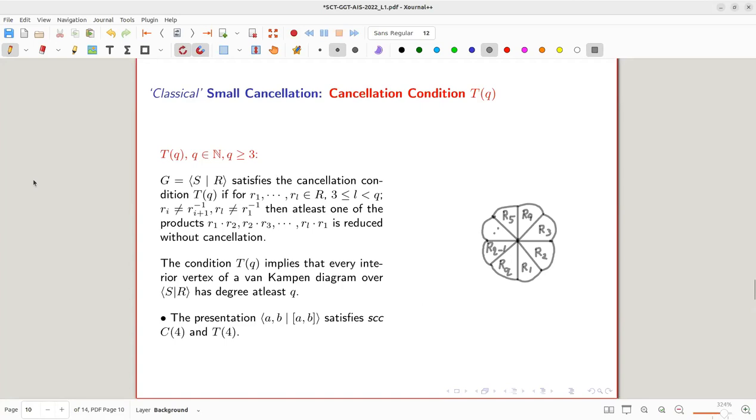So what it is saying essentially is every interior vertex of this Van Kampen diagram, of any Van Kampen diagram over such a presentation, if you take an interior vertex, so this is like an interior vertex, the degree of that vertex will be at least q. Okay.